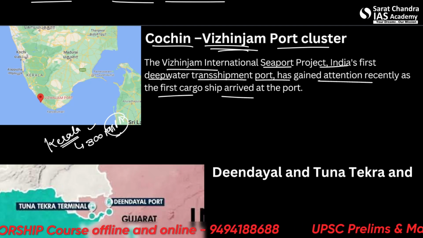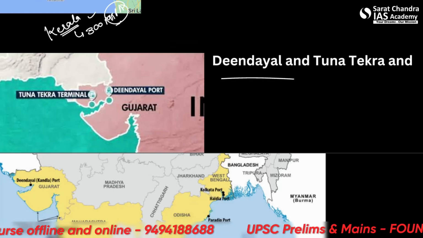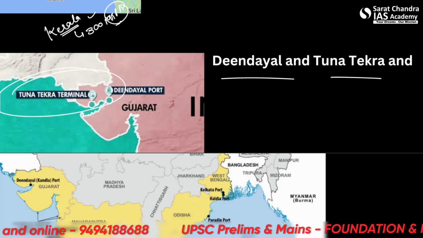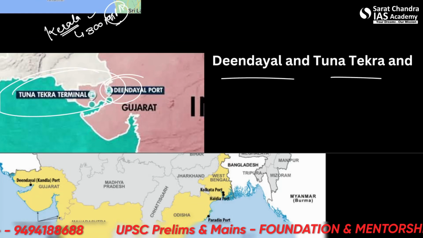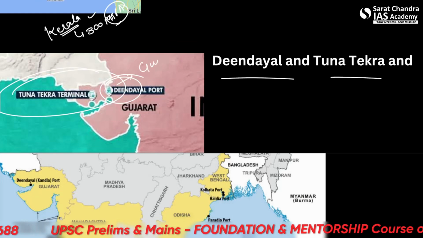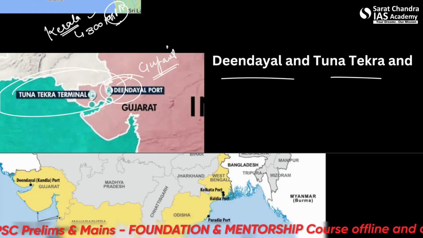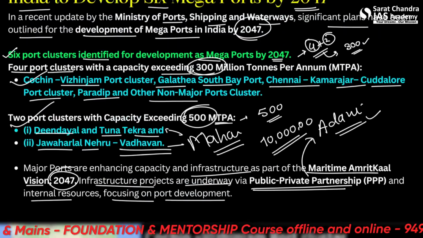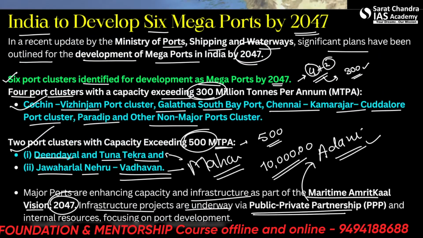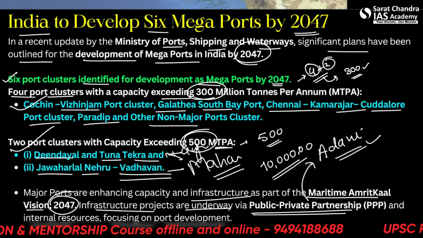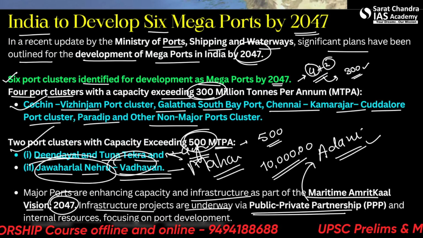Please remember this. I'm talking about the second one, that is Deen Dayal and Tuna Tekra. So this is Tuna Tekra terminal and this is Deen Dayal Port Trust. All of these are in Gujarat. The JNPT and all, just a second, I'll make a correction here. This is in Gujarat, and the Jawaharlal Nehru and Vadhavan are in Maharashtra.